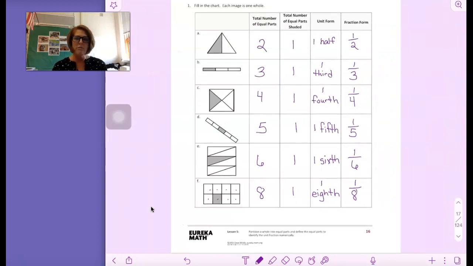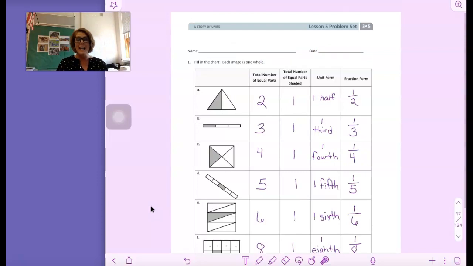Let's go ahead and read all of these fractions together. Repeat after me. 1/2, 1/3, 1/4, 1/5, 1/6, and 1/8. You might notice which one is missing? 1/7.